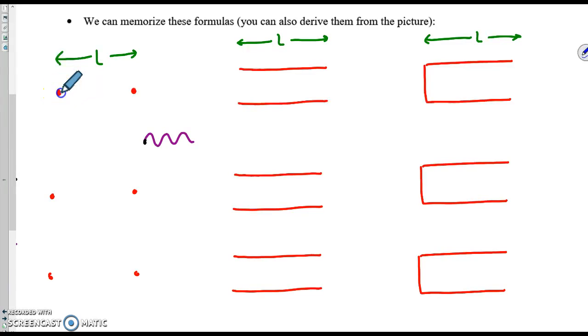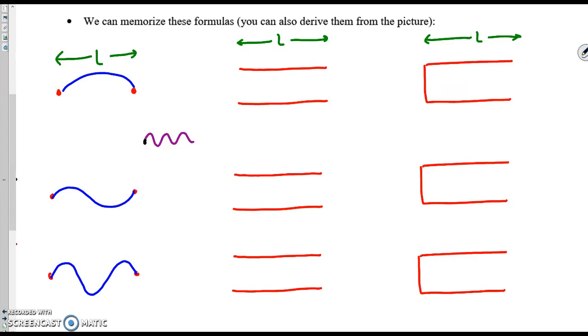On the left, I have a string, and I'm going to pluck the string so that a standing wave forms. Now the standing wave can have different shapes. It could look like this, or like this, or maybe even like this, or you could continue.